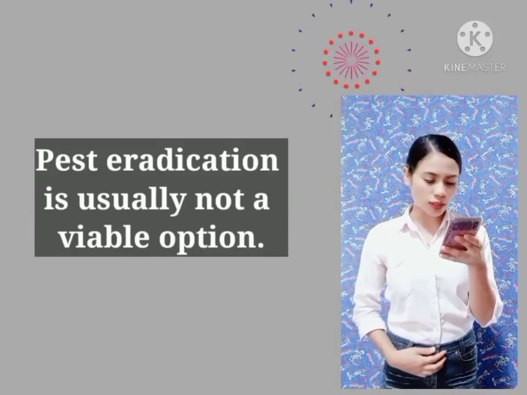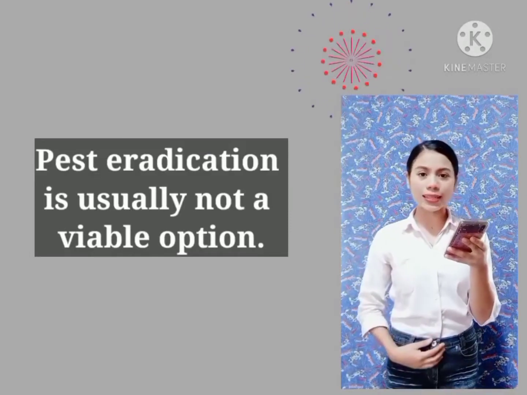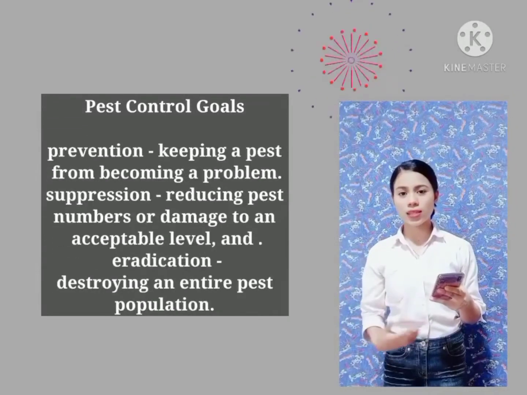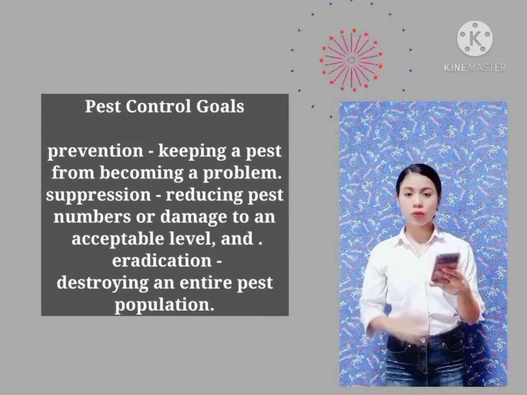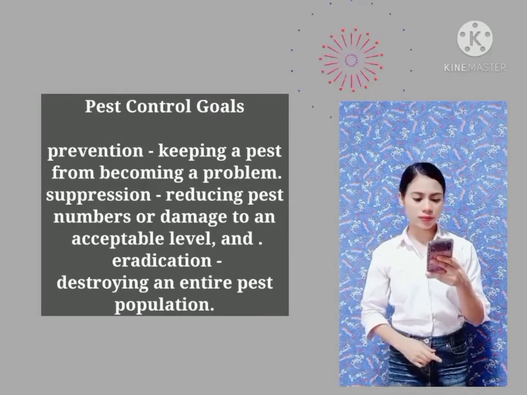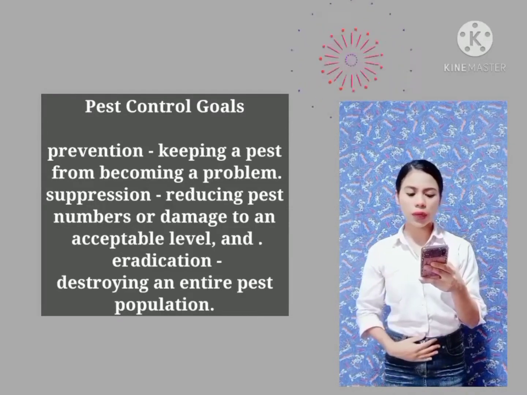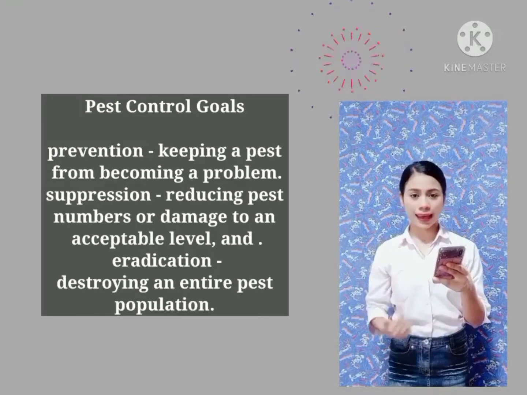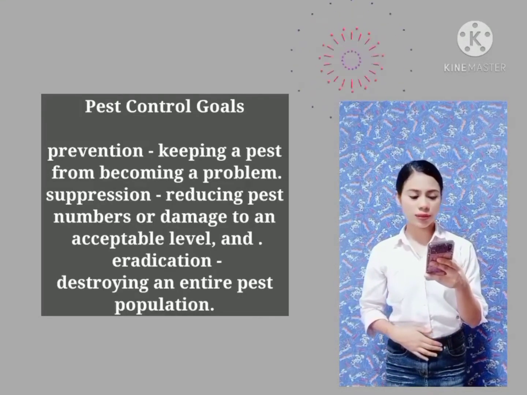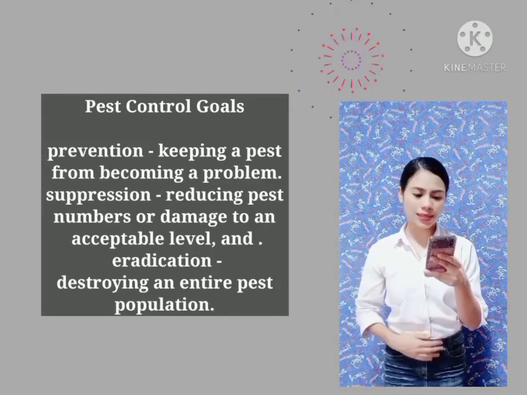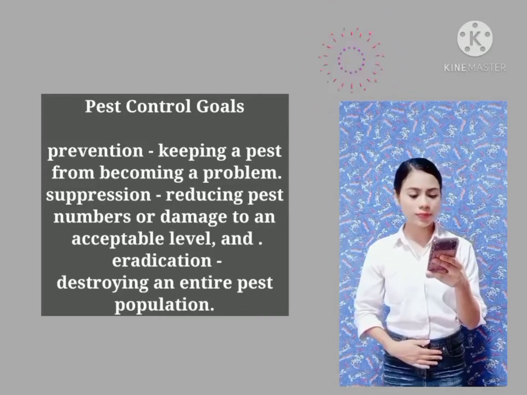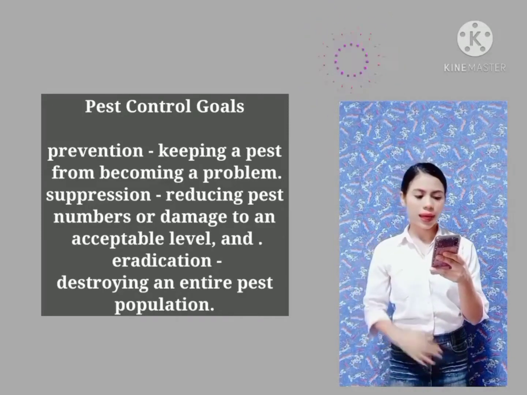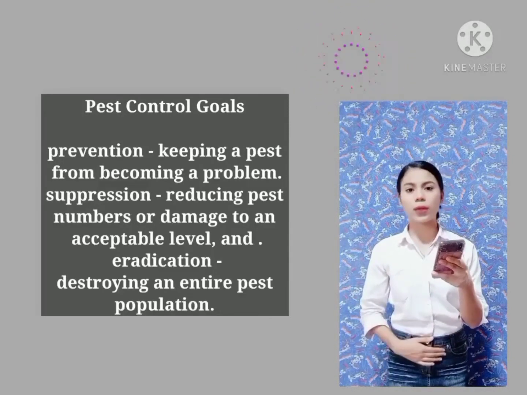Pest eradication is usually not a viable option. So what are the goals of a pest management system? Pest control goals. First, prevention: keeping a pest from becoming a problem. Second, suppression: reducing pest numbers or damage to an acceptable level. And the last one, eradication: destroying an entire pest population.